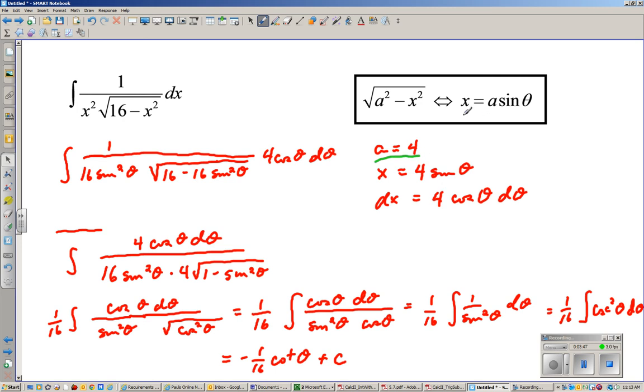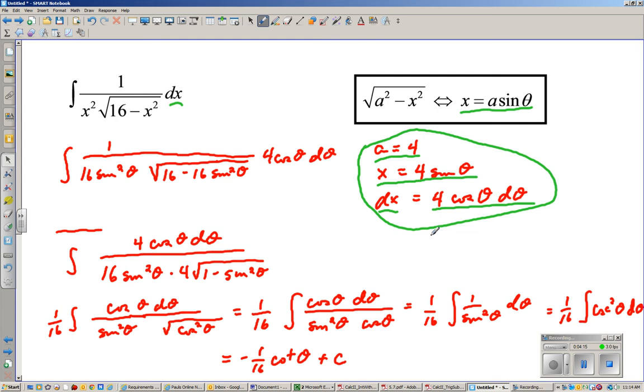If I'm going to use this, I'm going to say that I'm going to allow x to equal 4 sine theta, and I see already in this problem a dx, so I know I'm going to have to take a derivative, and the derivative of 4 sine is 4 cosine. So this is, of course, all done off to the side.